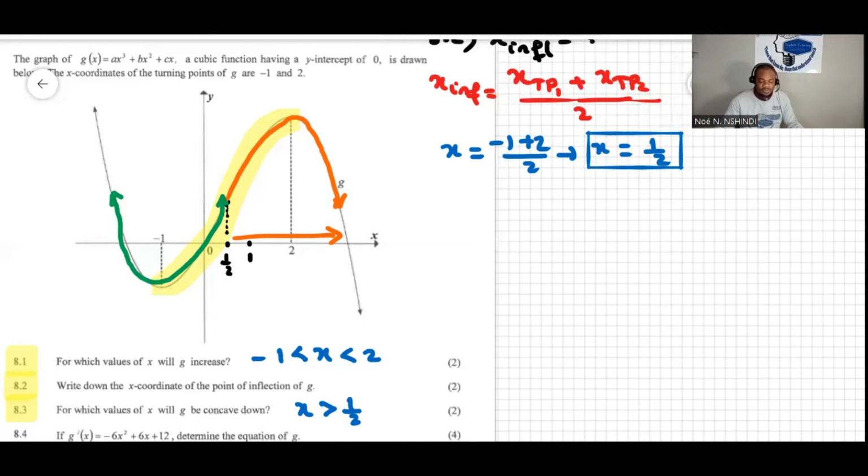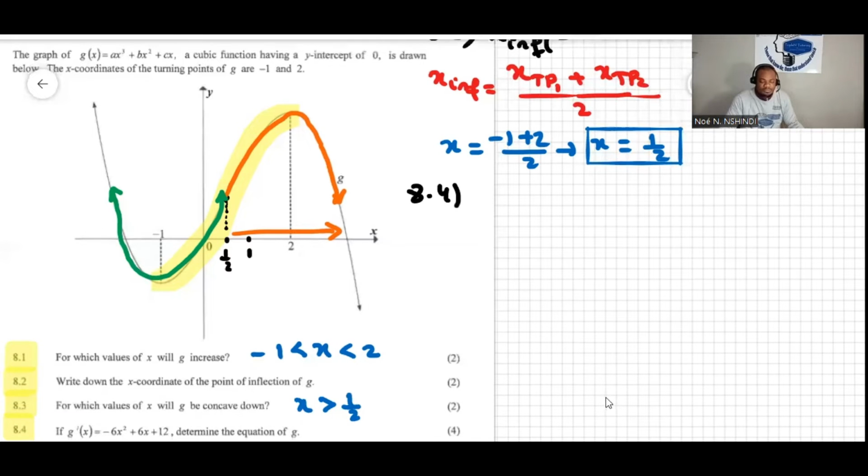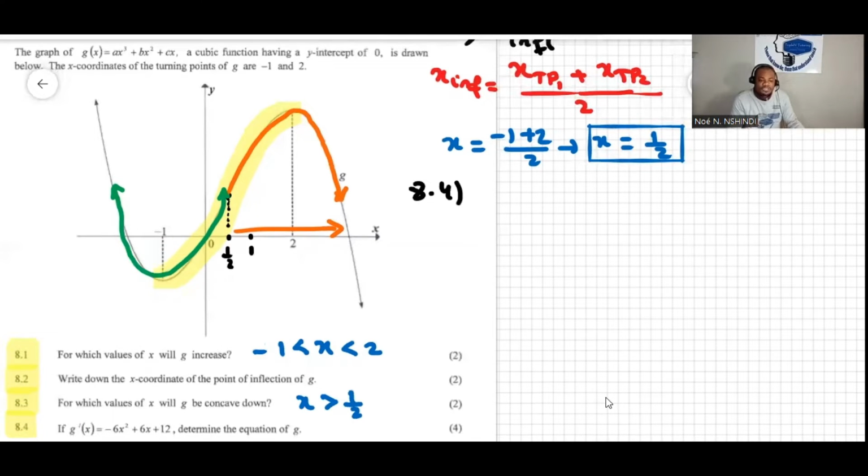Now the following question will be question 8.4. Let's see it clearly. The question says that if g prime of x equals negative 6x squared plus 6x plus 12, determine the equation of g. It is given that g of x equals ax cubed plus bx squared plus cx.